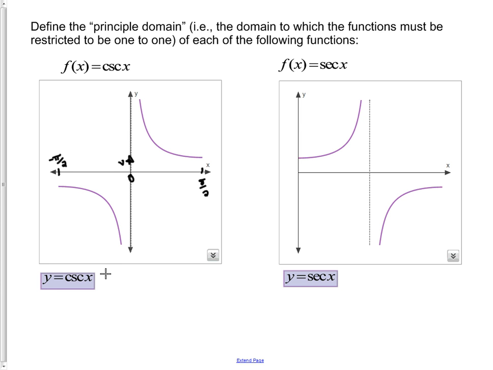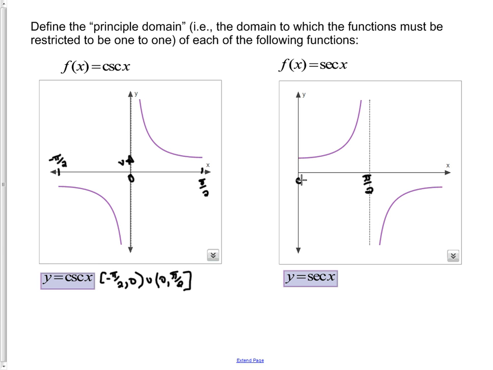So I'm going to write it in interval notation just to make it easy. In interval notation, our principal domain goes from negative pi over 2 to 0, doesn't include 0, and then goes from 0 to positive pi over 2. So this is almost the same as the sine's principal domain, except we don't include 0 due to the vertical asymptote.